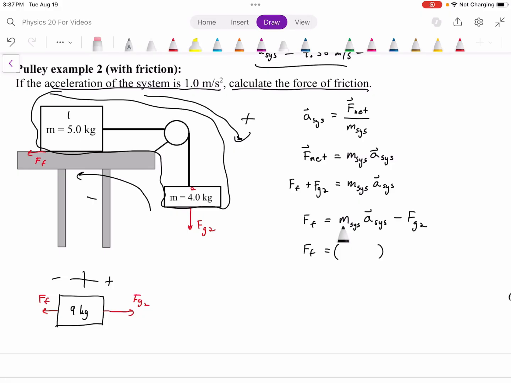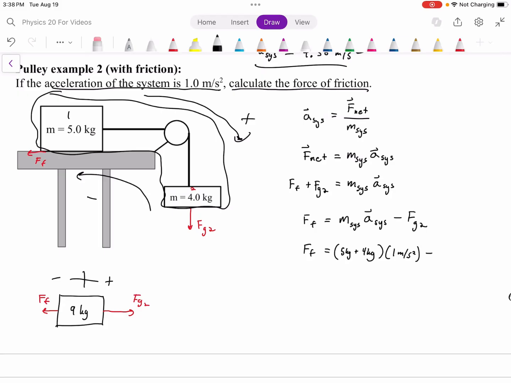So the mass of our system, once again, is going to be 9 kilograms, 5 plus 4. We're told that this system accelerated at 1 meter per second squared. Hey, question for you, positive or negative? Positive, right? It's accelerating in the direction it got pulled. We define the direction the system will move or try to move as the positive direction, so positive 1.